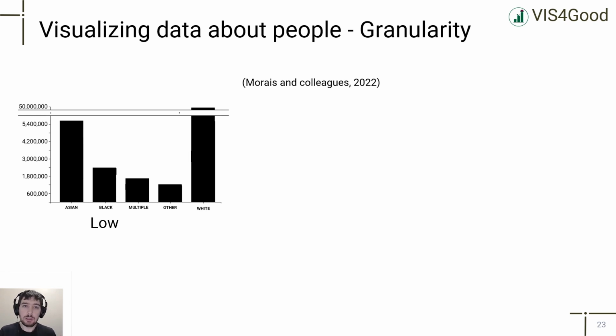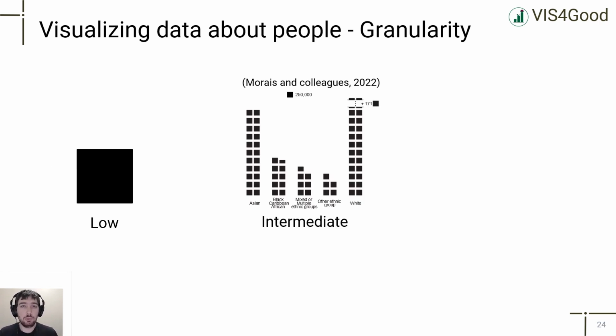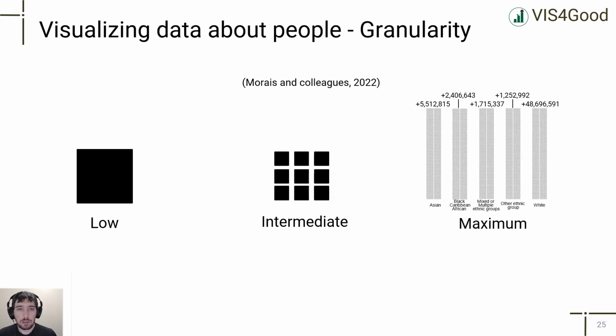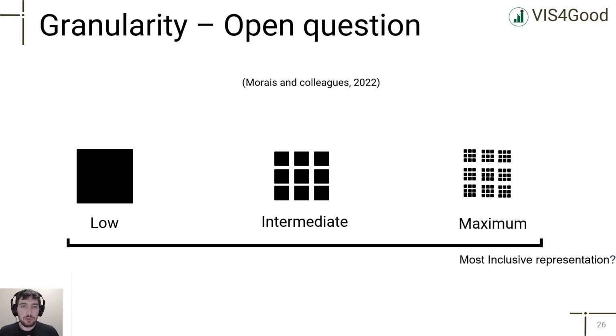It starts from the low granularity, where the marks aggregate all the people within the same group. Intermediate, the marks visualized represent a fixed number of people. We also know this visualization as unit-based visualizations. And the maximum, where each mark is associated with one individual. This continuum poses interesting questions, including the extent to which people feel better represented in maximum granularity, and the effect of such representation on understanding the underlying data. For example, if maximum granularity confers a sense of inclusion, how can these techniques be adapted to large datasets as we have seen previously?